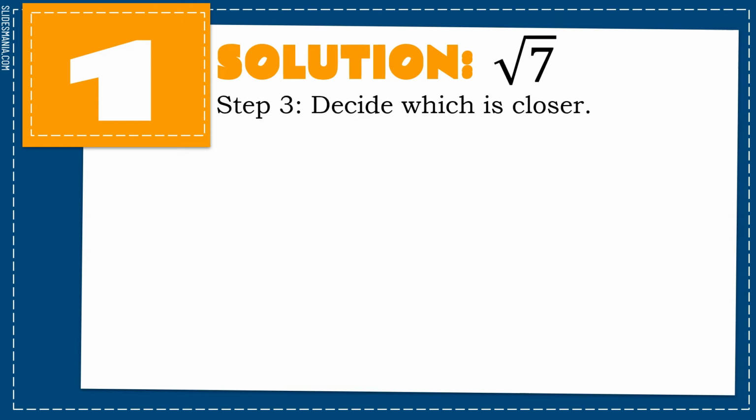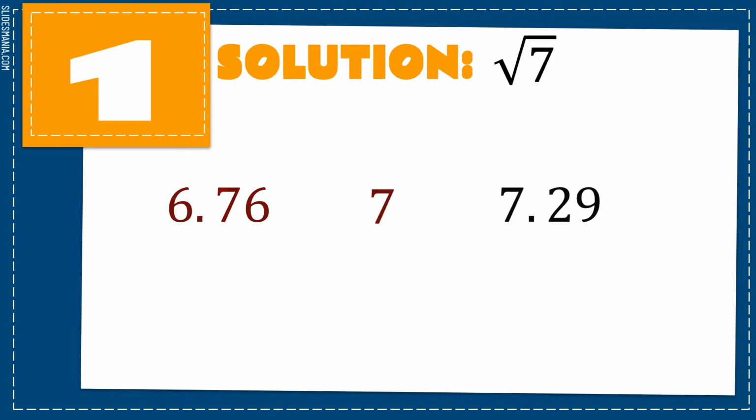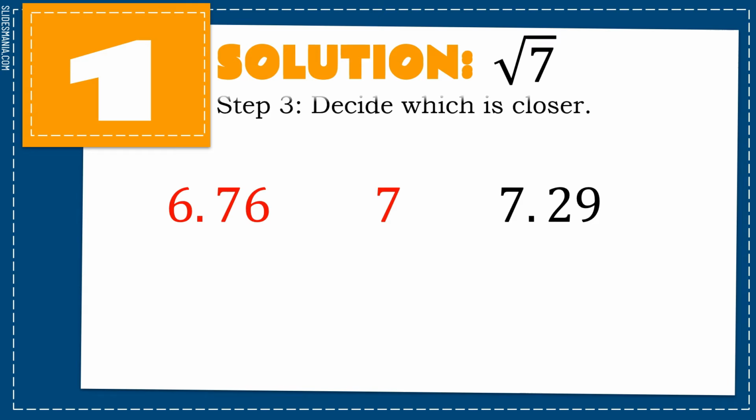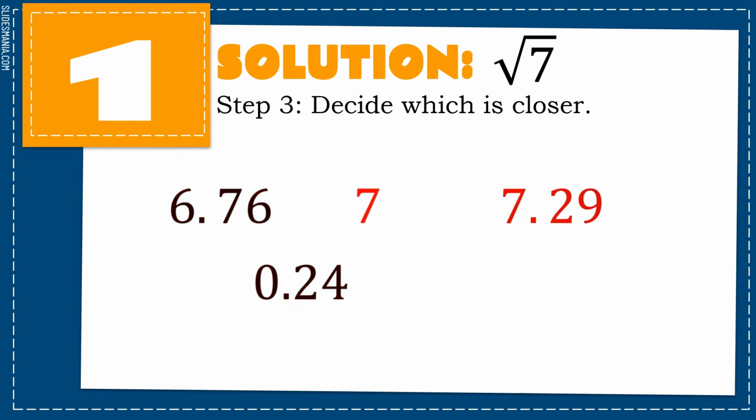After determining the closest squares to 7, let us decide which of the two is closer. For this step, let us disregard the radical sign for the meantime. Let us subtract 6.76 and 7.29 from 7 to check which is closer to 7. 7 minus 6.76 is 0.24. 7.29 minus 7 is 0.29.